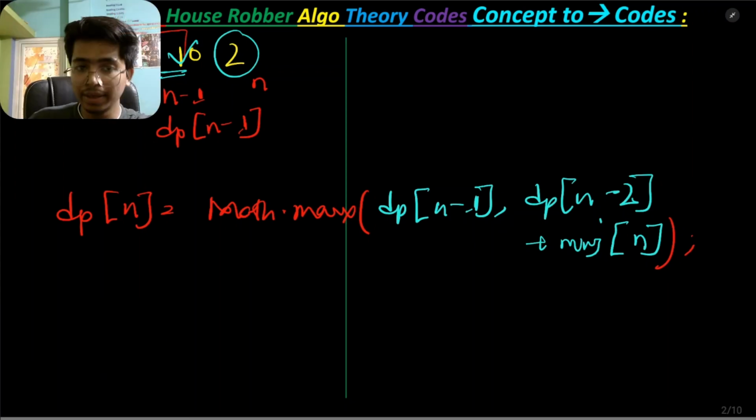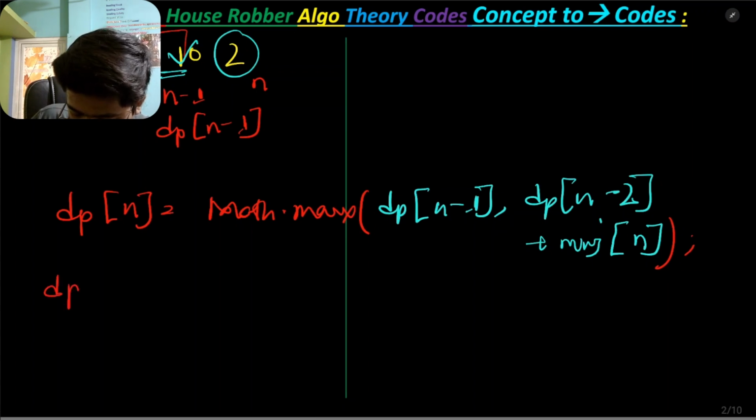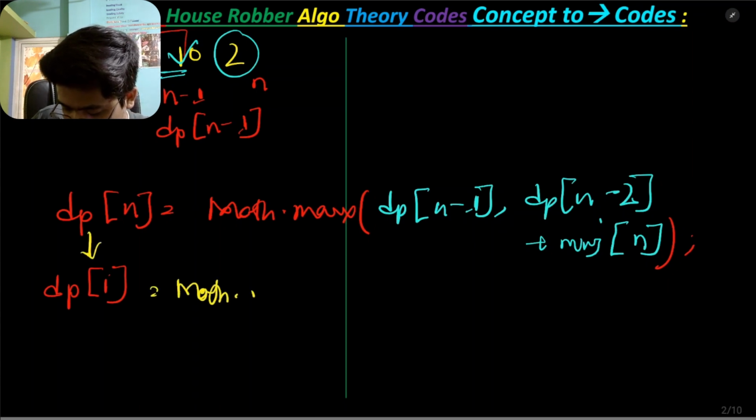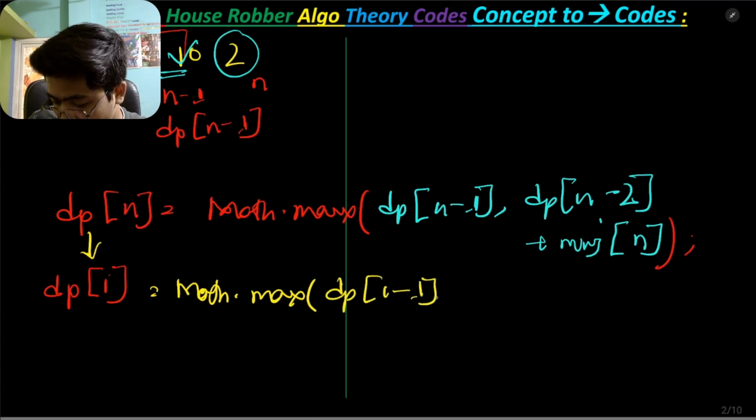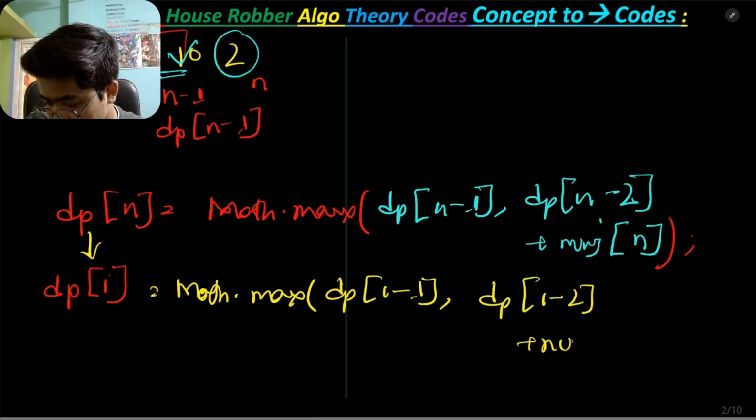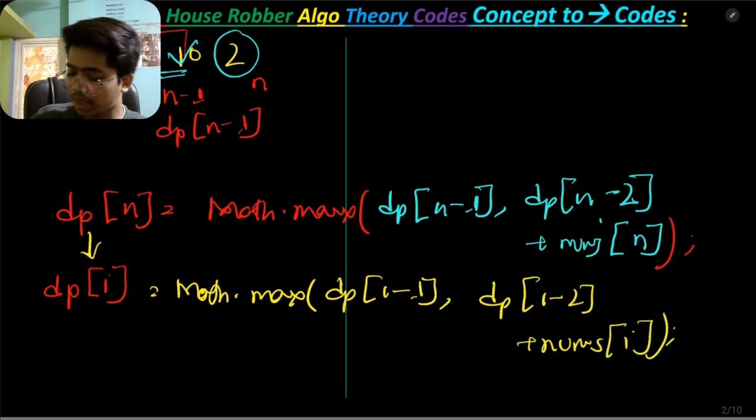So in generalization, if we just generalize this, it will become something like this. dp of I equals math.max, that means we'll be selecting the maximum of dp of I minus 1, comma dp of I minus 2 plus nums of I. For generalization, we just replace the n by I.